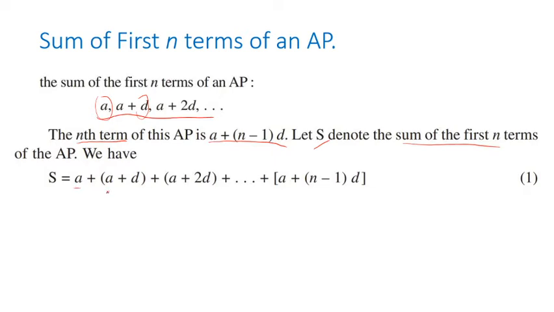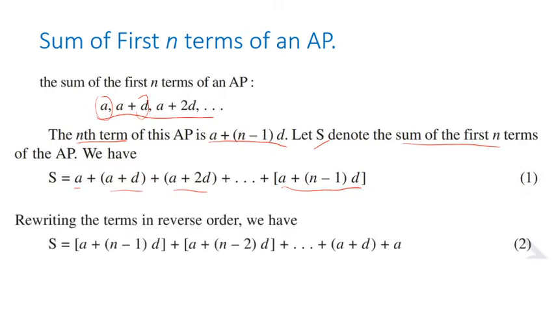So a plus a plus d plus a plus 2d, and so on until the nth term, that is a plus n minus 1 into d. Now students, when the value of n is very large, it will be very difficult to calculate the sum of first n terms like this manually. So in order to do this quickly and less painfully, we have one formula which I am going to derive right now. So let us first reverse the order of the terms.